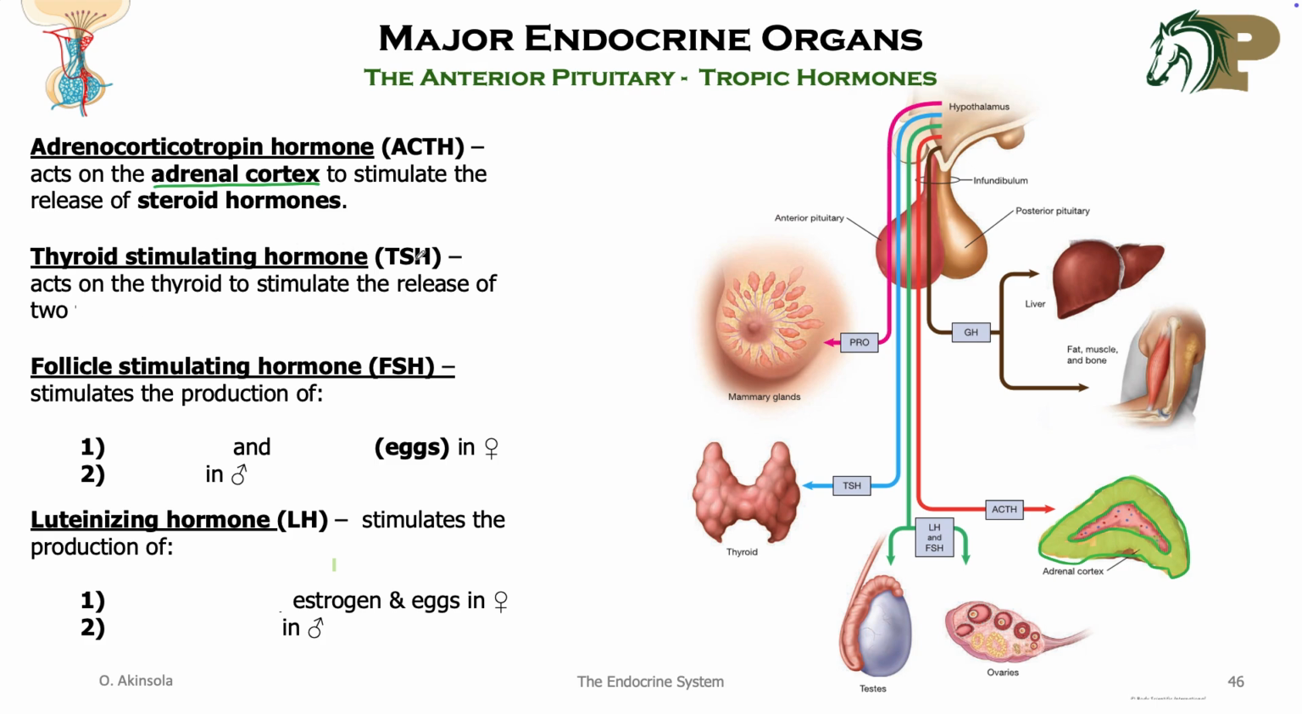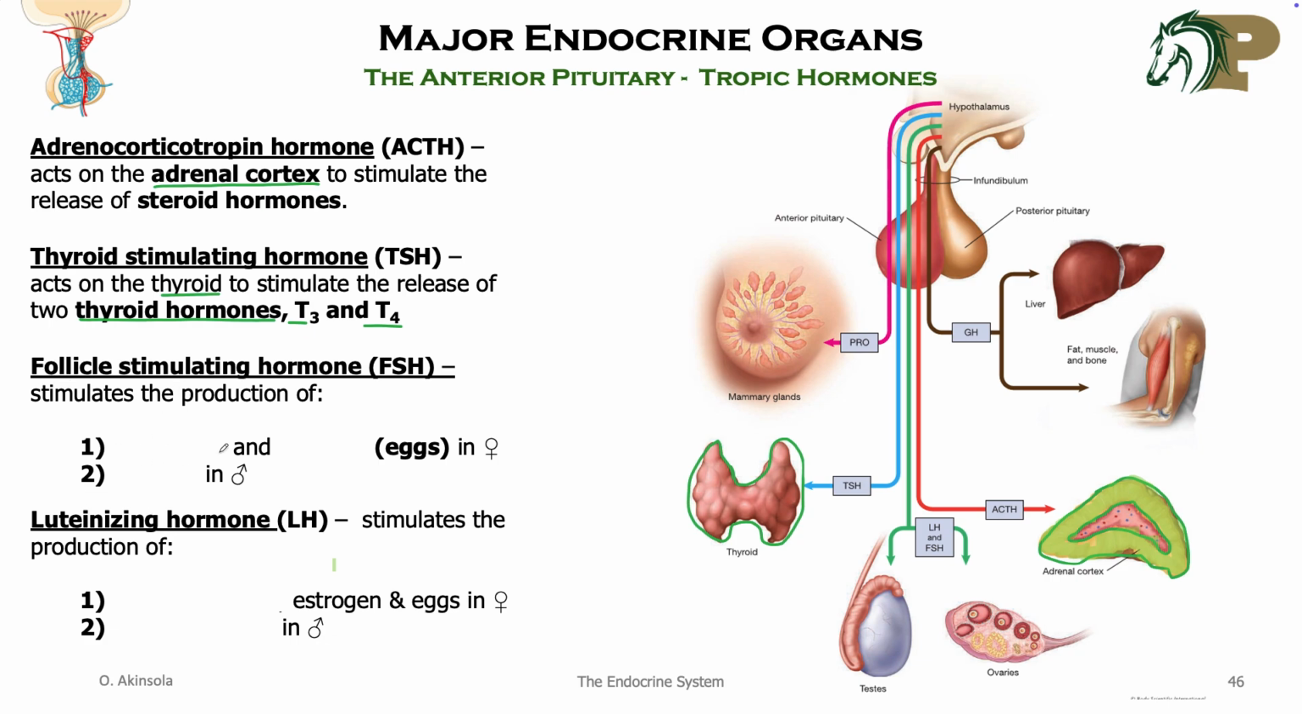Thyroid stimulating hormone, which is here, is going to act on the thyroid to stimulate the release of 2 thyroid hormones. That is T3 and T4. When we get to the thyroid, we will talk more about the differences between these 2 thyroid hormones. But this is your thyroid gland over here, and that is where TSH from the anterior pituitary will act.